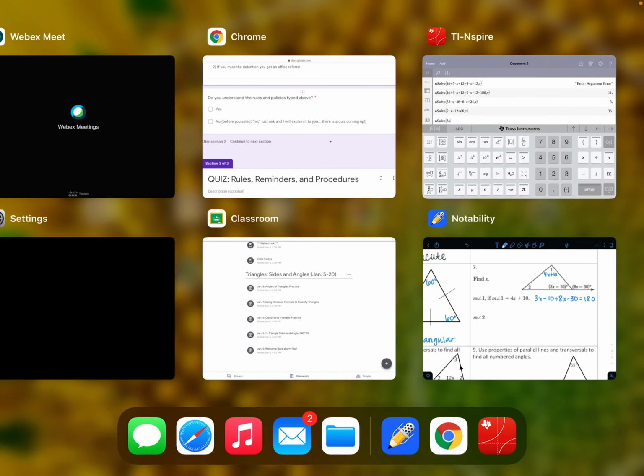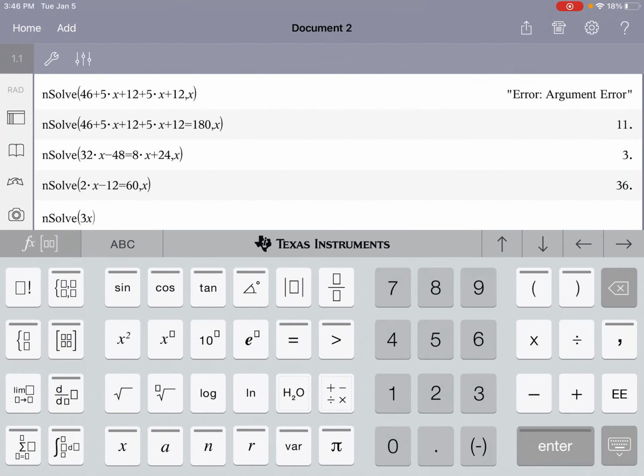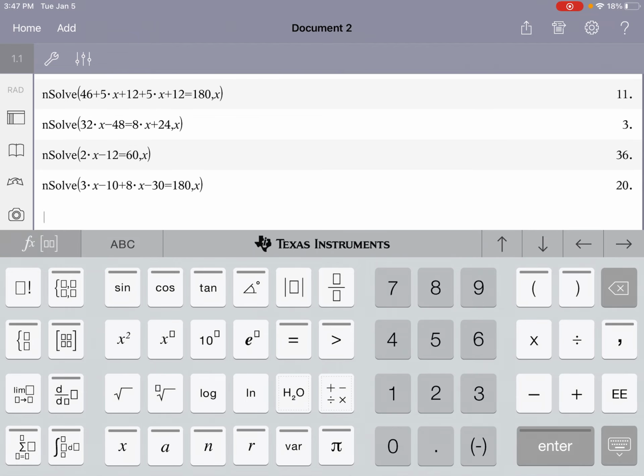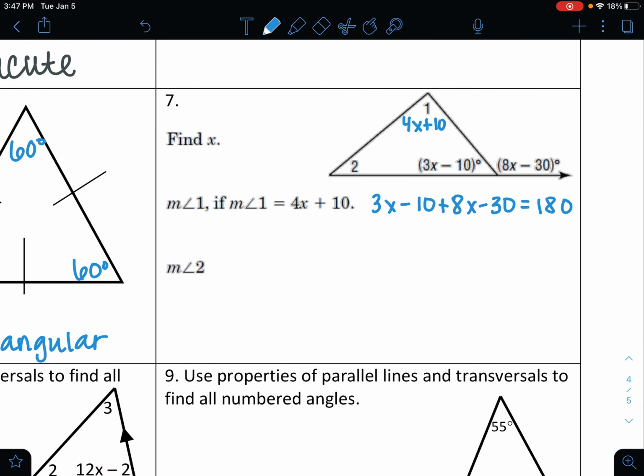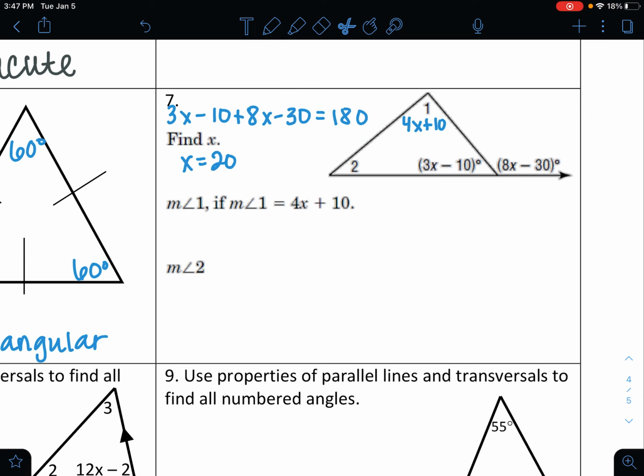All right, it was 3x minus 10, 8x minus 30. It's 3x minus 10 plus 8x minus 30 equals 180, comma, x. And we get 20 for the value of x. All right, so x equals 20. And I'm actually going to move this over here. Okay, so x equals 20.